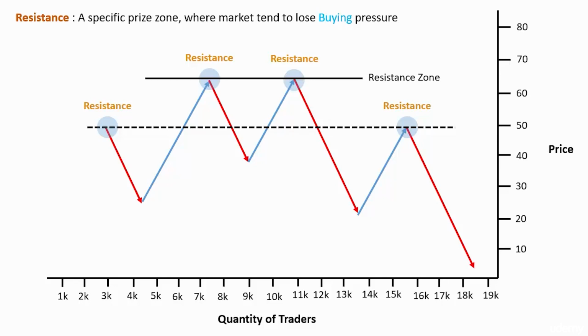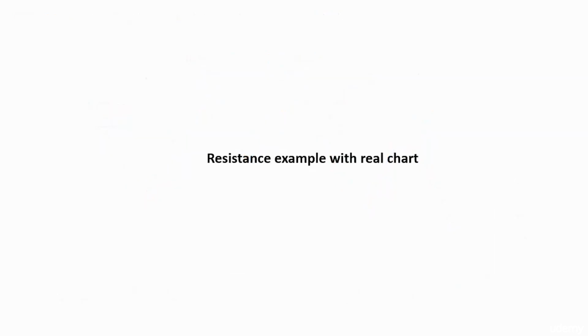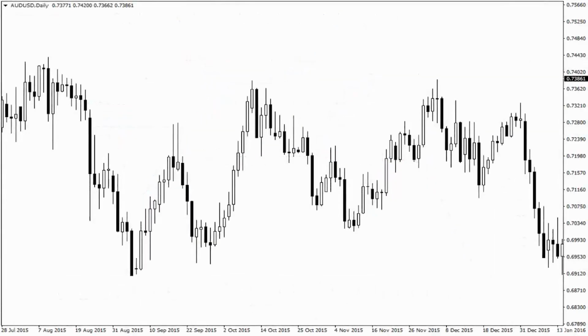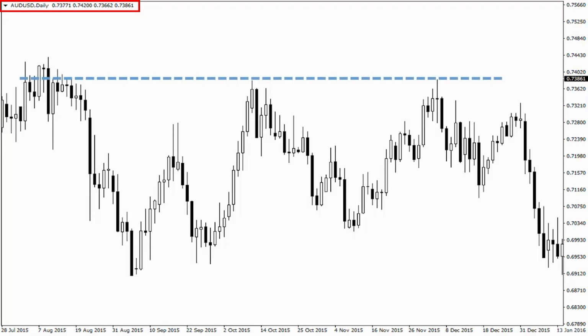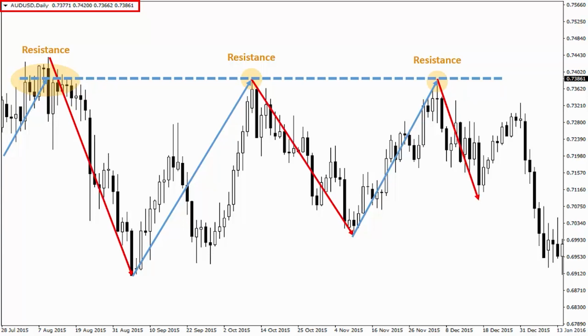Now let me give you an example of this setup using a real price action chart. As you can see, this is a daily chart of Australian dollar versus US dollar. Here you will notice a resistance zone which has been retested at least 3 times in this price action chart. Every time price reached this zone, the market declined to go further up. It shows that by the time price came near the resistance zone, the supply volume became greater than the demand of the market, and hence that extreme selling pressure took control of the market over the buyers with a larger volume of trades.